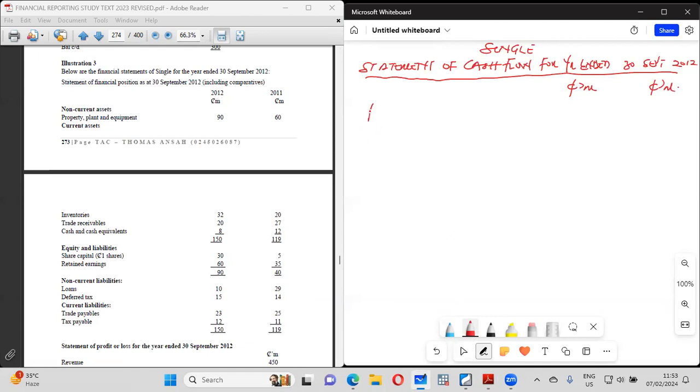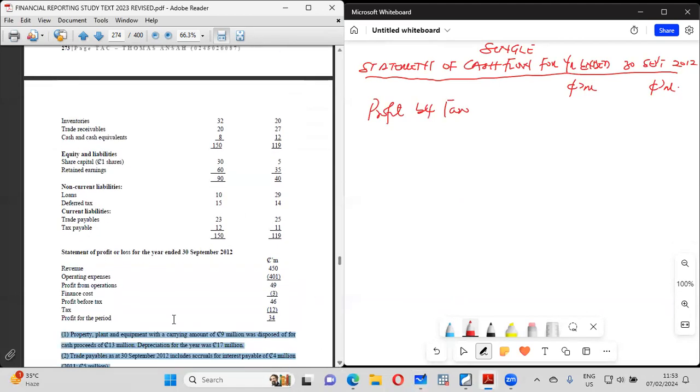All right, so like I said, you start with your profit before tax. What is the profit before tax? It will be shown in the P&L. Profit before tax, I have 46, so I put there 46. Don't forget, this is cash flow, so you have to show that you are in the operating activities. So that is that. You start with your profit before tax.